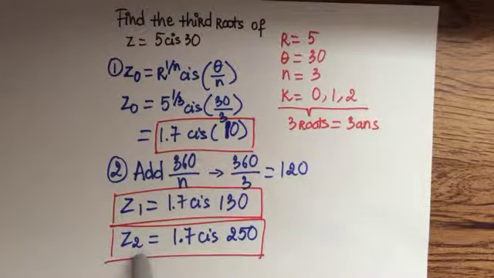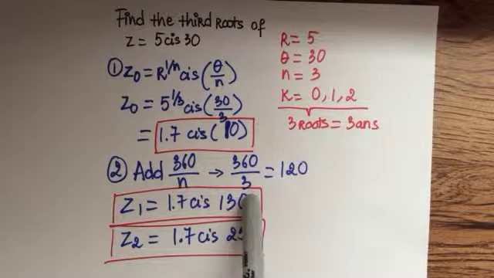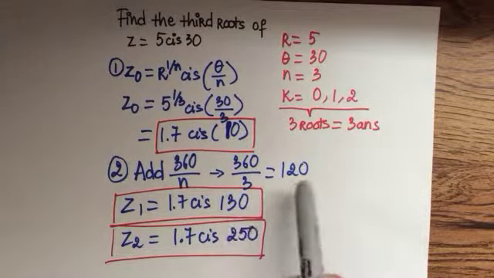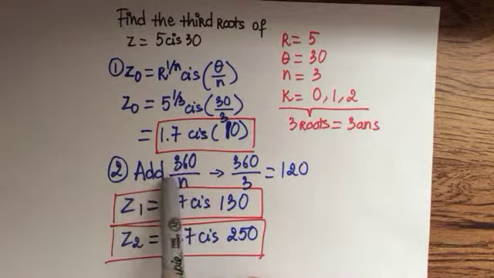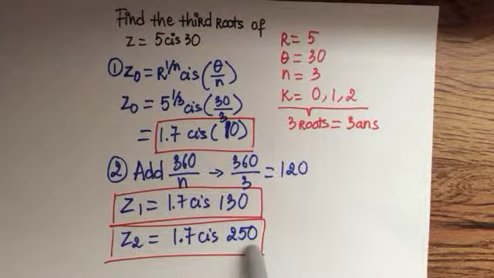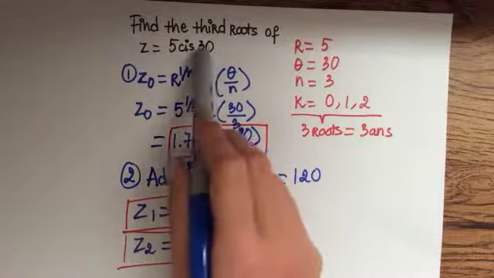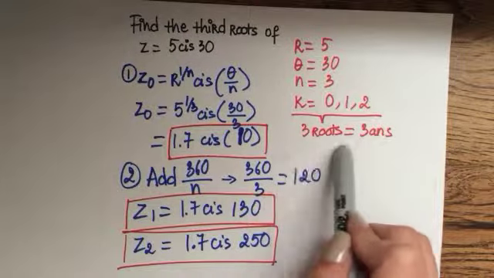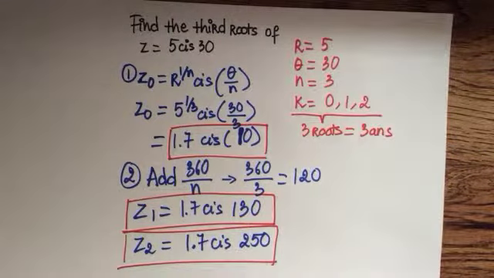And your z2 is going to be the exact same thing again. It's just going to be 1.7 cis, and you add your theta from before to 120, which is the number you calculated with your second formula, right here, 120. So you add it in, you have a new theta, and that's your z2. And remember, when they ask you for the third roots, that means you're going to have 3 roots, and 3 roots equals 3 answers. So De Moivre's theorem sounds really complicated, but it's not that complicated.